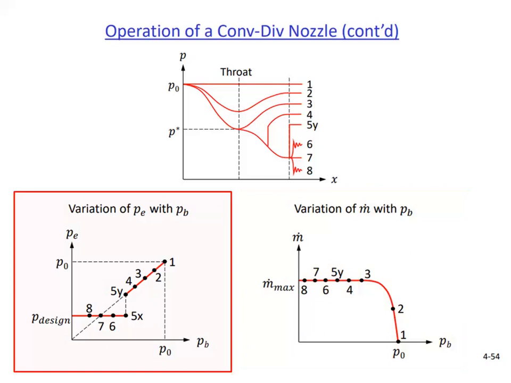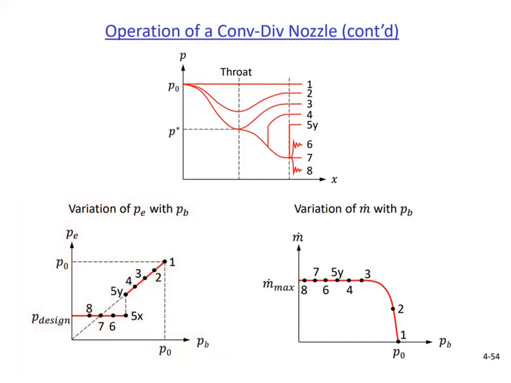Exit pressure versus back pressure plot looks a bit more complicated. Several cases, such as 1, 2, 3, 4, and 7, are on the diagonal line, meaning that their exit and back pressures are equal. This is not the case for cases 6 and 8. Compared to the back pressure of case 7, which is shown here as P design, back pressure of case 6 is higher, and that of case 8 is lower. Case 5 is special, and it has two pressure values at the exit, 5X and 5Y. It is because for this case there is a shock wave at the exit plane.